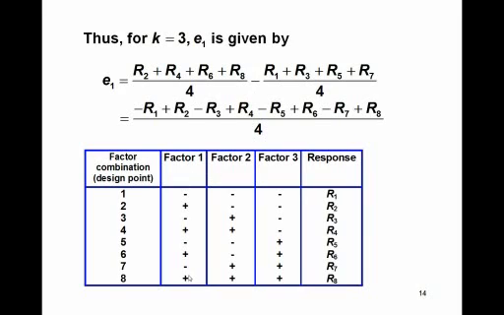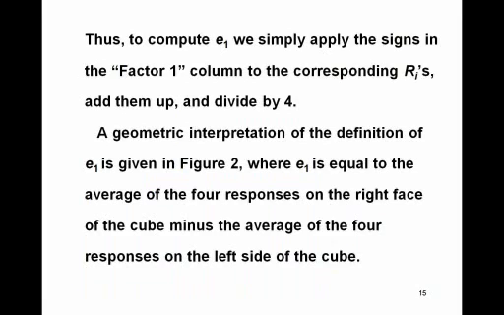We can take this column of, you could think of this as minus 1, plus 1 and so forth. And we can multiply this column of minus 1s and plus 1s times the response column, row by row, and then take the sum. What we're doing in mathematical terms is we're taking the dot or scalar product of the 2 vectors, the factor 1 column and the response column. And I guess I've already said that in the first paragraph on this page. And maybe you would like to see a geometric interpretation of this definition of E sub 1.